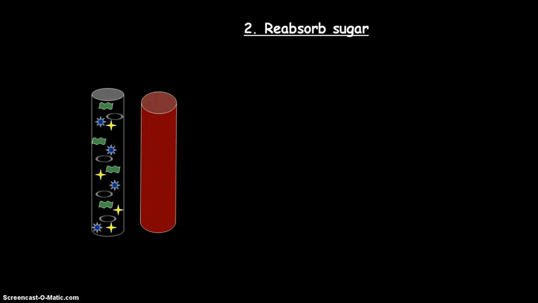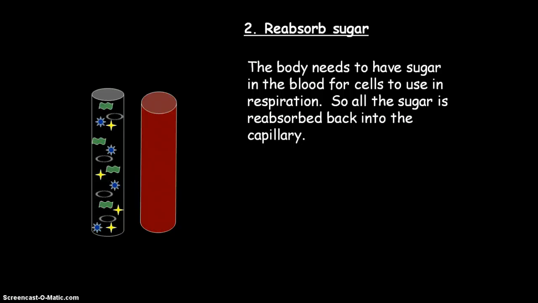So now we're going to reabsorb the sugar. Remember, if you're a diabetic, this is not happening. It's not happening fast enough, or it's not happening at all. So the body needs to have sugar in the blood for cells to use in respiration. Remember, that is how your body makes the ATP, which is what your cells run on. Okay, so you've got to be able to have this sugar. If you're a diabetic, you're not going to get the sugar. You're going to end up using fats. You're going to end up using proteins. Remember that. Okay, so hopefully all the sugar is reabsorbed back into the capillary.